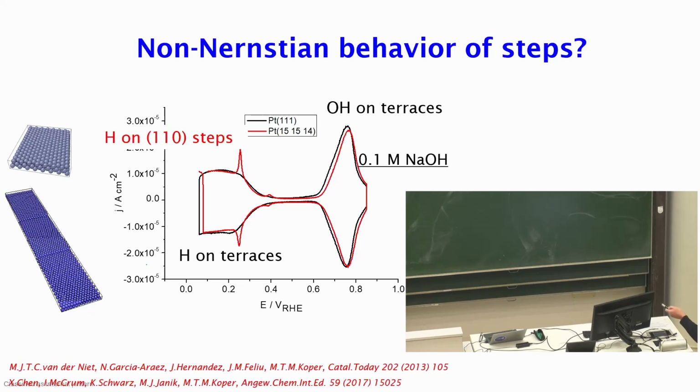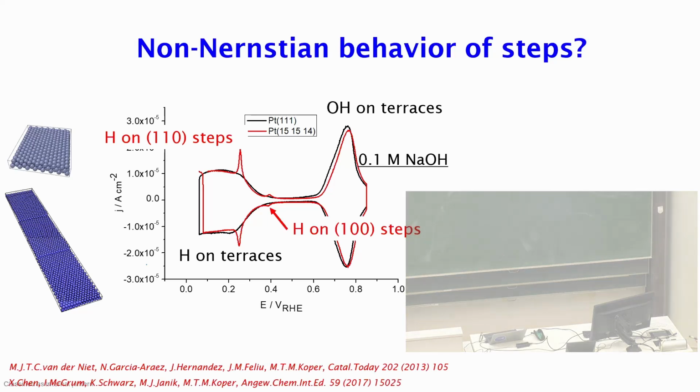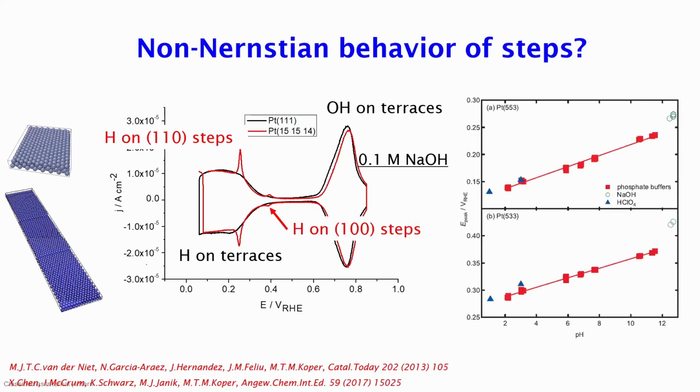So this peak here, we ascribe to hydrogen adsorption on the step sites. You see another peak here. This signal was slightly miscut. So these are the 100 step sites. So the steps can have a different structure, and depending on the structure, this peak appears at a different potential. But what is important, the peak is also sensitive to pH in a way that you would not expect.